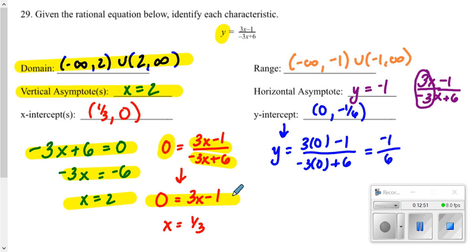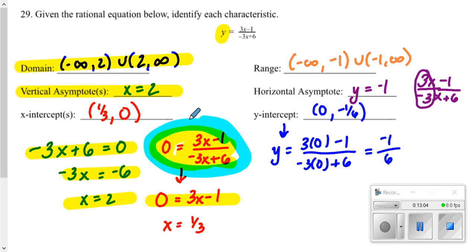Like 0 divided by 5, 0 divided by 7, 0 divided by 1, 0 divided by pi. All equals 0. So if I have a division problem with an answer of 0, that means the top is 0. Okay, so work that down, and x equals a third. So that means that's my x-intercept.